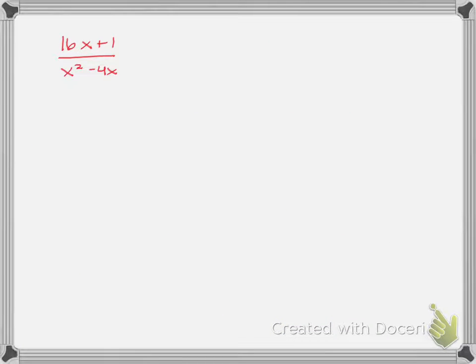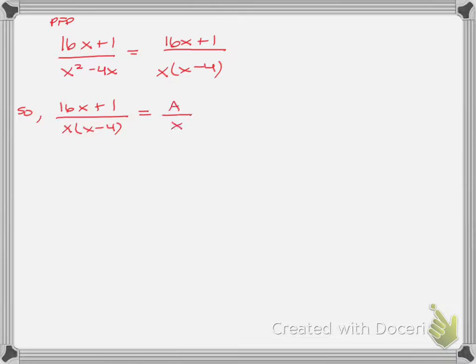Okay, so now looking at the PFD, first let's factor. Now we should factor that denominator. And that'll tell us which case this is. Well, this is just distinct linear factors. So the setup would be 16x plus 1 over x times x minus 4 equals a over x plus b over x minus 4. I need to make sure you show this setup in your work. This is very important. Don't skip steps on this setup. I need to see this initial setup in your work.